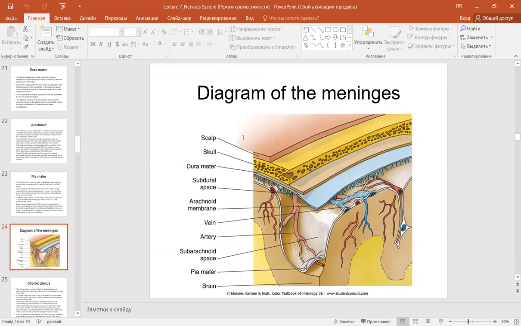Here you have the diagram of the meninges showing you the dura mater cerebri, subarachnoidal space, arachnoid membrane, subarachnoidal space, pia mater cerebri, and brain cortex, cerebral cortex. Here is the arachnoid with subarachnoidal space filled with the liquor, filled with the cerebrospinal fluid.